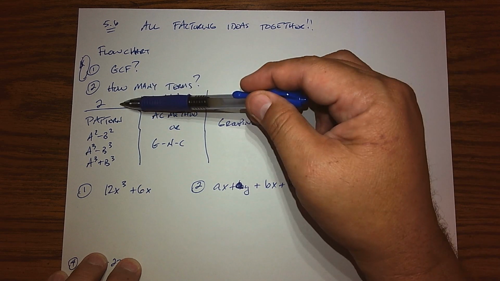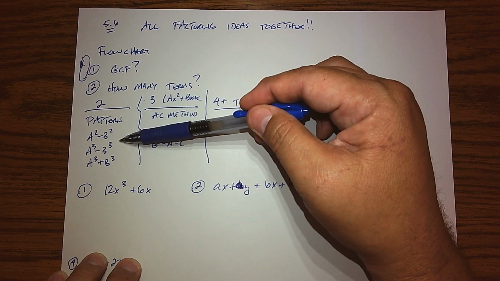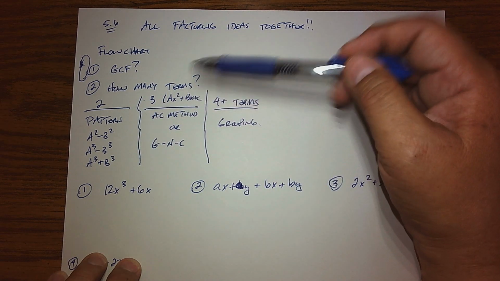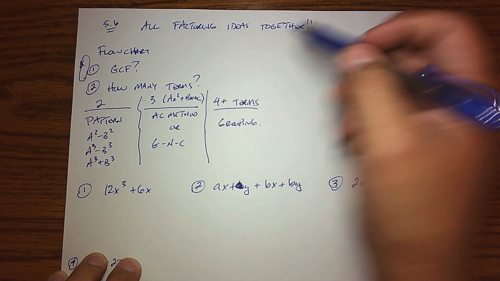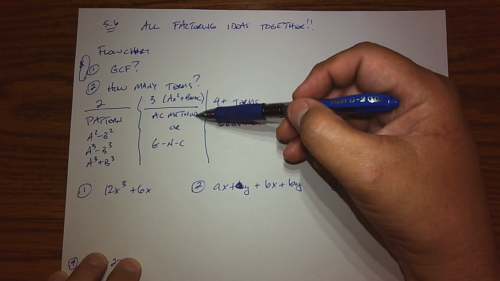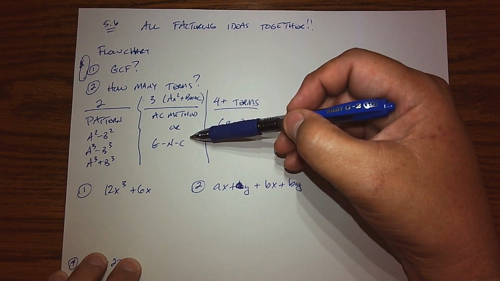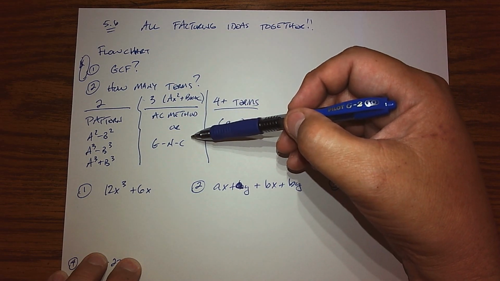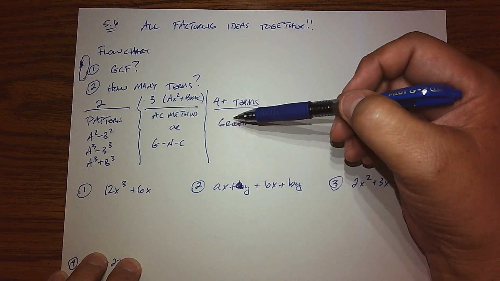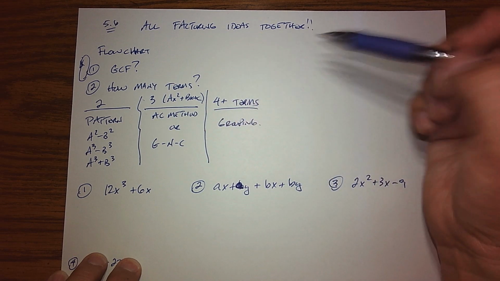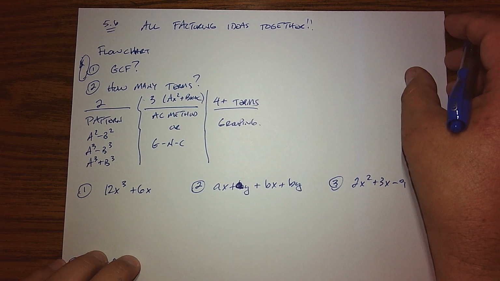If you have two terms, we're going to use a pattern to factor. If you have a three-term polynomial that is a degree 2, then we're going to use either the AC method or the guess and check. Hopefully by this time you decided which camp you're in. And then if there's 4 or more terms, we're basically using a grouping technique. So there's our flow chart.